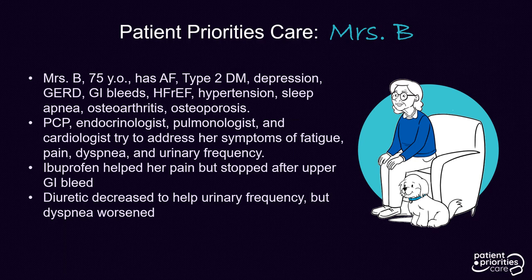She has atrial fibrillation, diabetes, depression, gastroesophageal reflux disease, a few hospitalizations for a GI bleed, heart failure with reduced ejection fraction, hypertension, sleep apnea, osteoarthritis, and osteoporosis. She sees a number of specialists in addition to you. Often her main complaints during these visits include a combination of fatigue, dyspnea, pain, and urinary frequency.